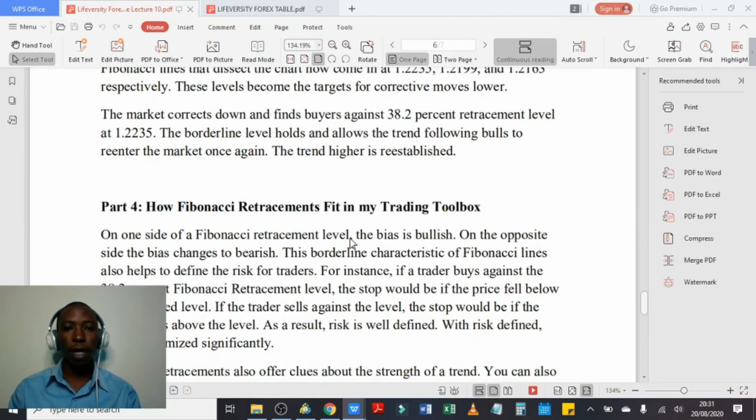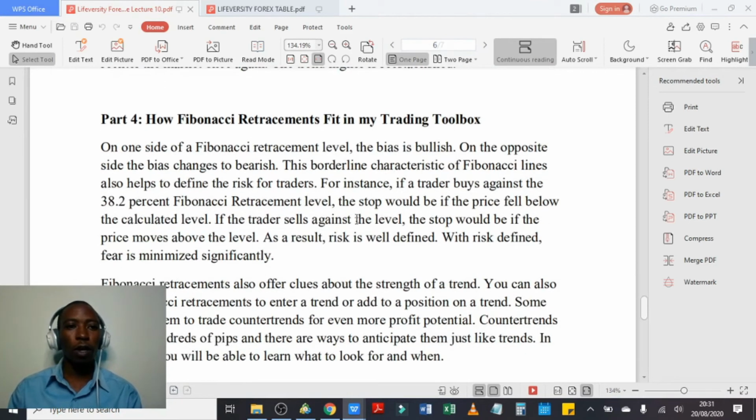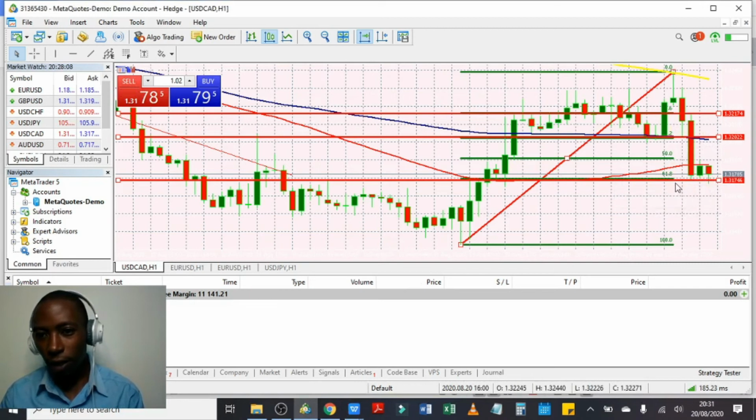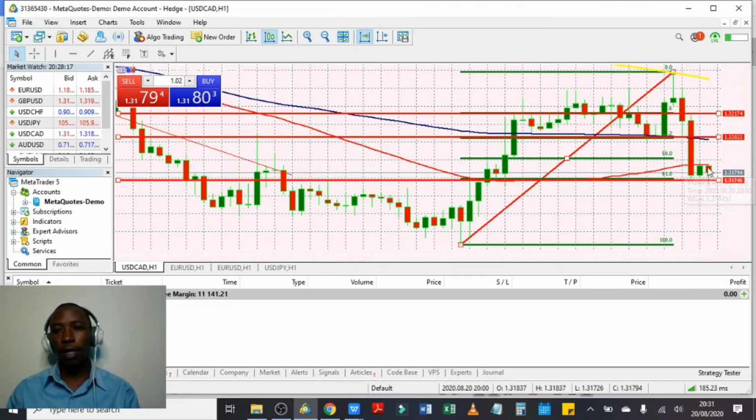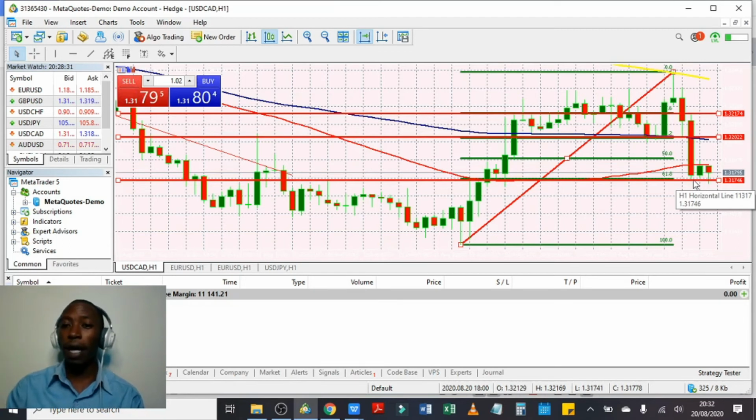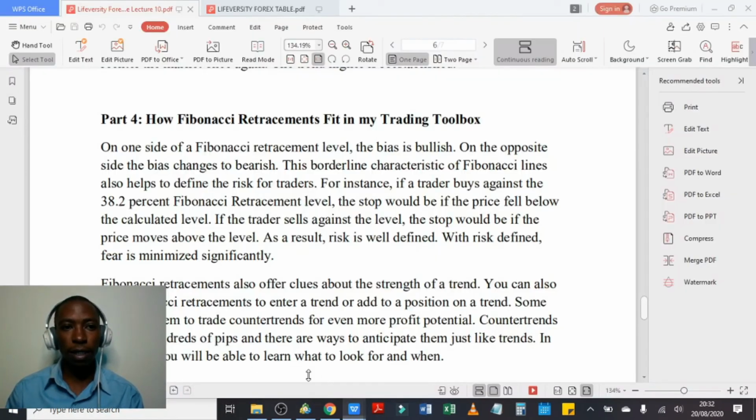Part 4, how Fibonacci retracements fit in my trading toolbox. On one side of a Fibonacci retracement level, the bias is bullish. Very simple. When the price is above a Fibonacci level, like right now, the price is above the 61.8 level, and that's a good opportunity to buy because this level is acting as a point of support, and it just dropped from the 50-hour moving average, and now it's trending above the 61.8. If it breaks the Fibonacci level 61.8, then it will drop like a rock all the way to the 100% level, and then it will be stopped out at around that level. So let's just go back to the lecture and see what we have there.